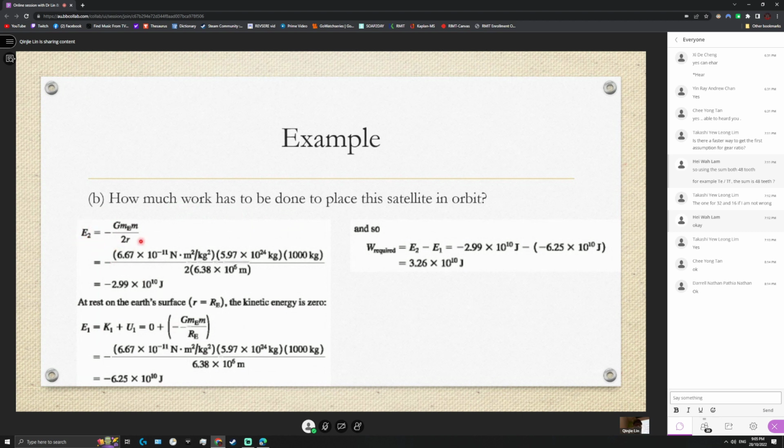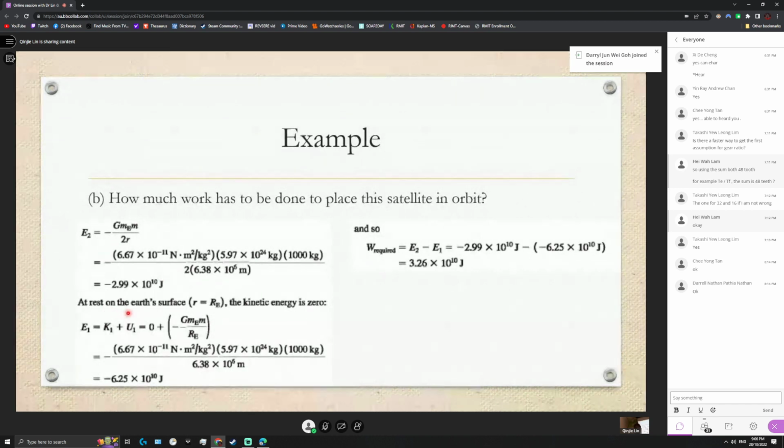The energy at point 2 is given by this. Remember there was this slide with this equation. Energy can be simplified to this. So we just apply it accordingly, with the mass of Earth, mass of the object, and the R that we are talking about. So the energy at point 2 is minus 2.99 times 10 to the power of 10. That's point 2 when it's already 300 km above.